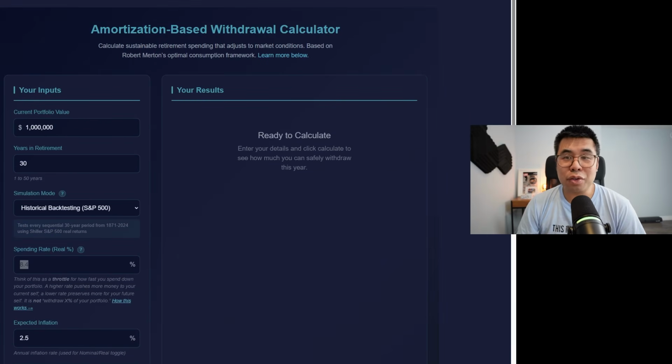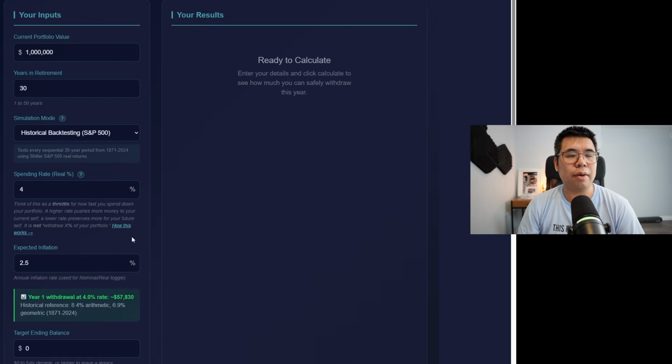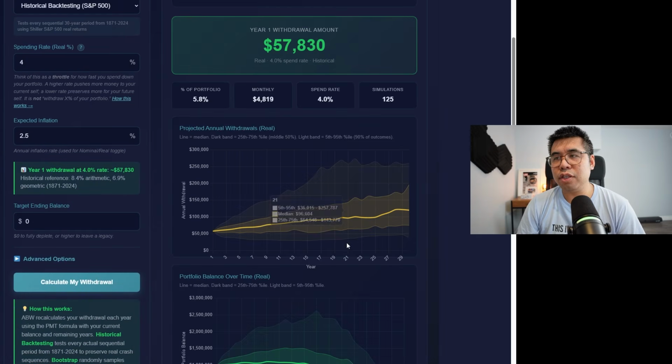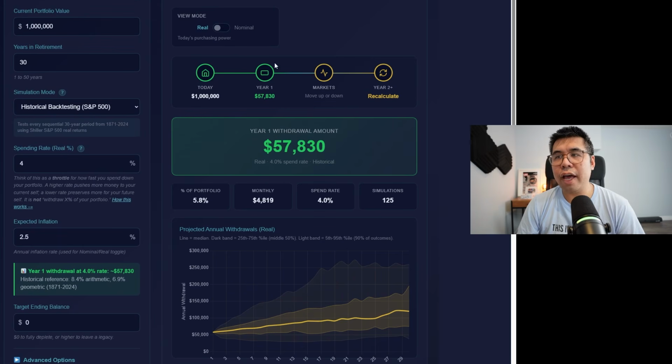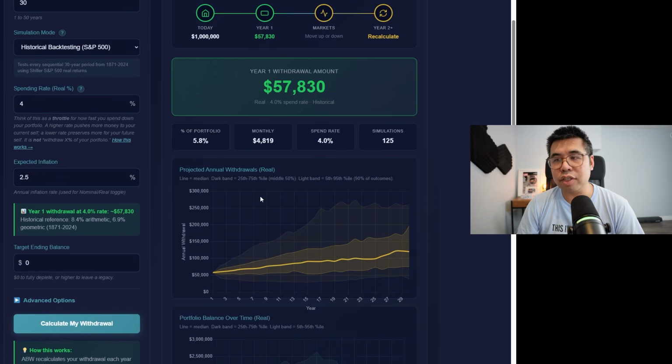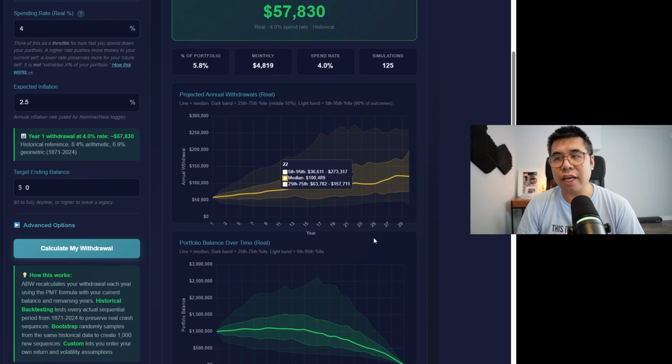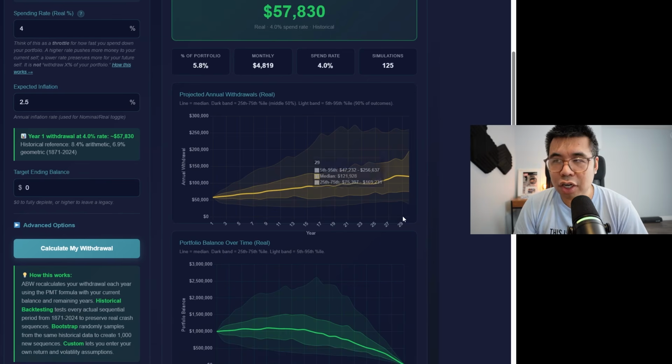So let's give my tool a spin, shall we? Here we have the spend rate. I'm going to lower it to 4% because it feels more reasonable, and you can play around with this number. Click calculate and see what it shoots out. The default view mode is in real, so all these graphs below are in real terms. Again, this means that they are inflation adjusted.